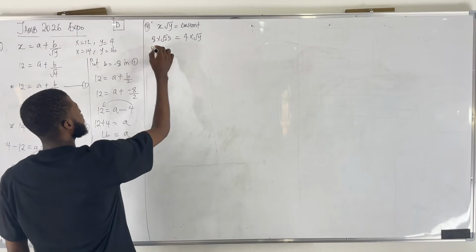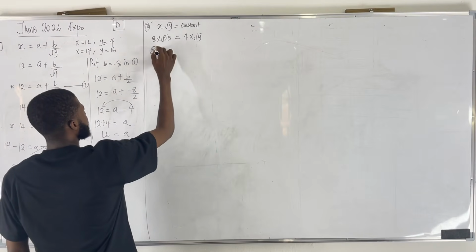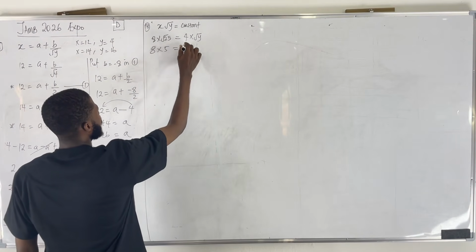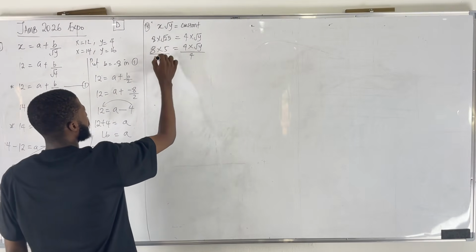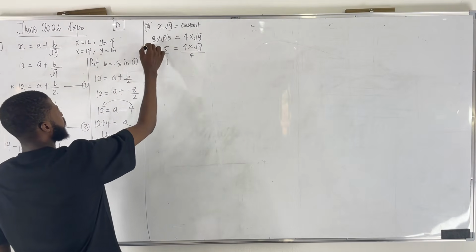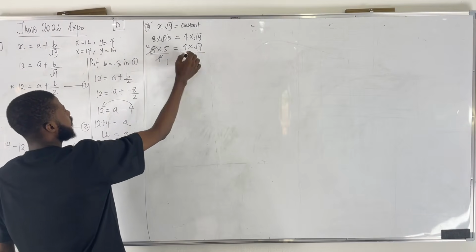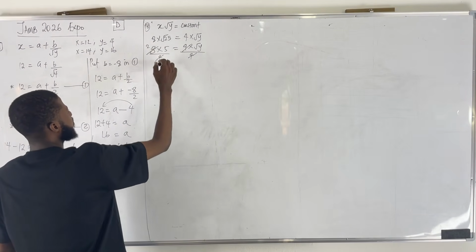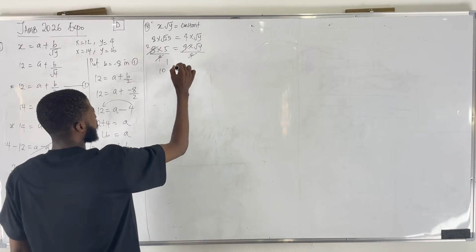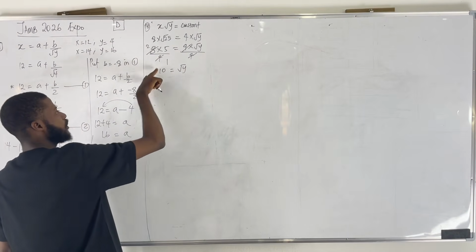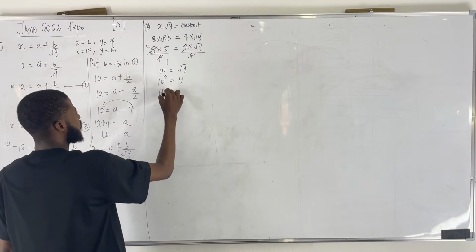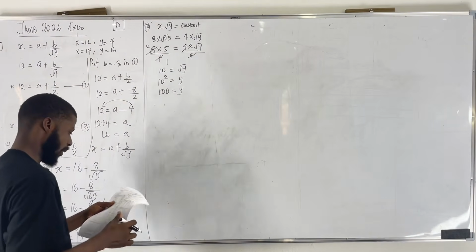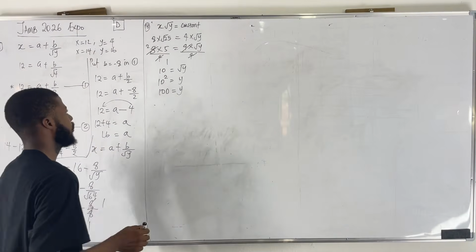So this will be 8 times the square root of 25, which is 5, equal to 4 times the square root of Y. Now I can divide both sides by 4. 4 into 4 is 1, 4 into 8 is 2. Then we cancel the 4. 2 times 5 is 10, equal to the square root of Y. Now to get Y, you take the square of this side. So 10 squared is equal to Y. So this is 100 equal to Y. So your answer is D. That's going to be 100.